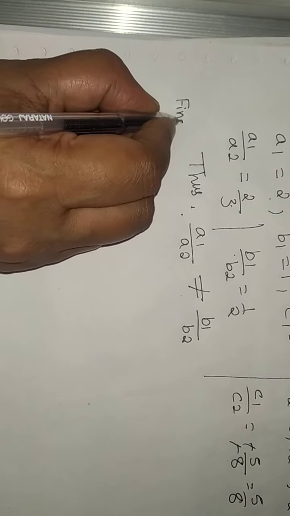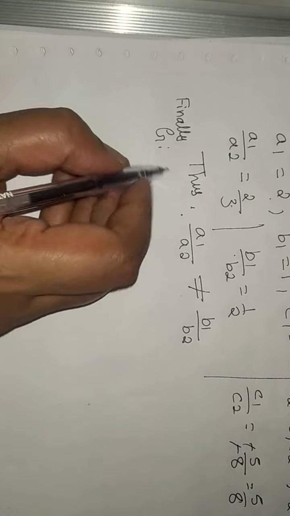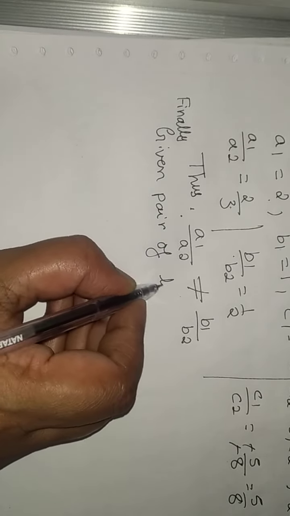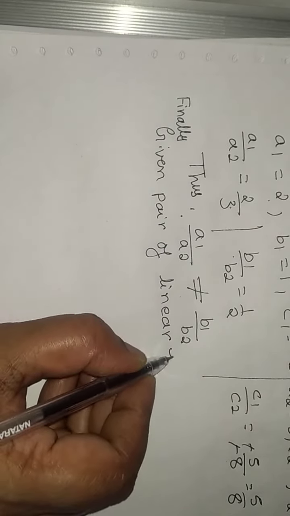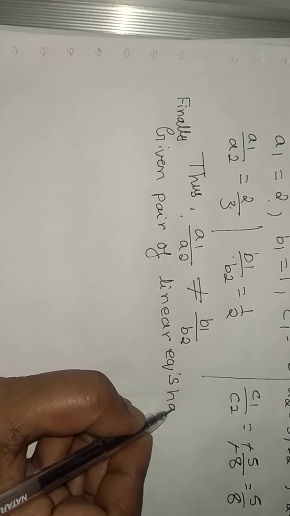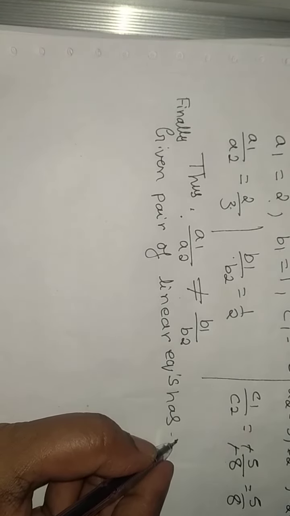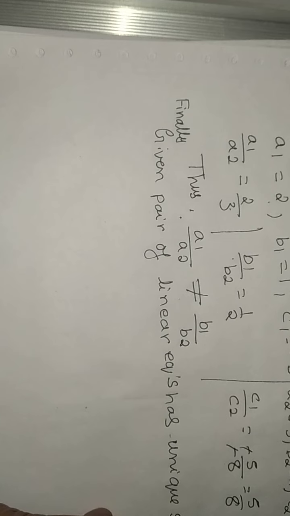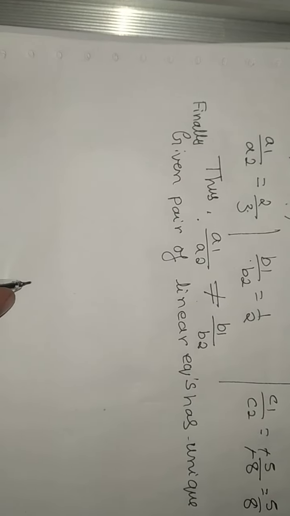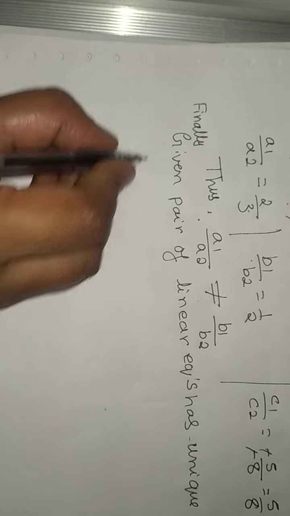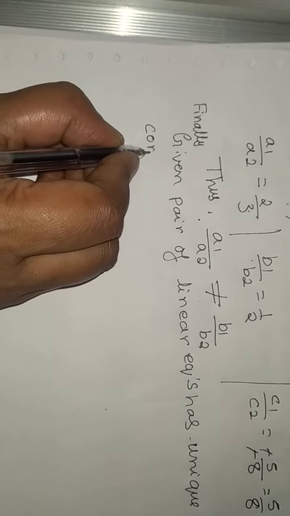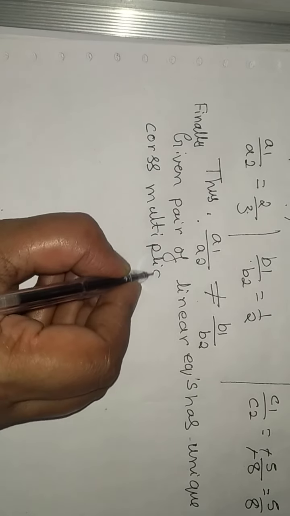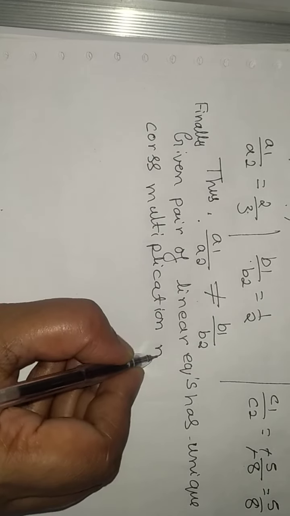Therefore finally, the given pair of linear equations has a unique solution. Okay, so now what we have to do in the question: if we get a unique solution, we have to use the cross multiplication method. Now, the cross multiplication method.